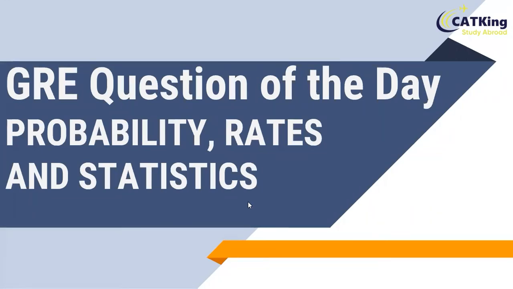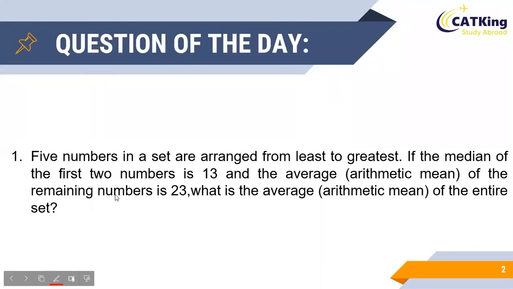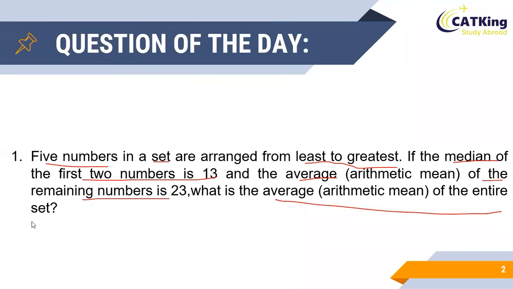Today we will discuss a question on probability, dates and statistics. As you can see, today's question is a numeric entry question wherein we are given that 5 numbers in a set are arranged from least to greatest, and we are also given that the median of the first two numbers is 13 and the average of the three remaining numbers is equal to 23, and we are asked to find the average of the entire set.